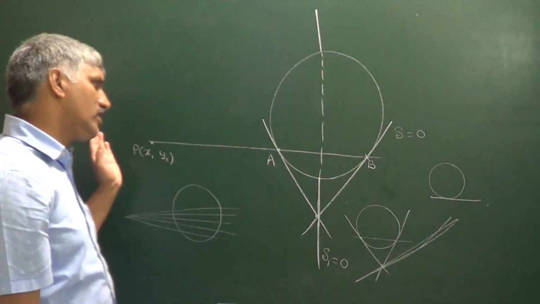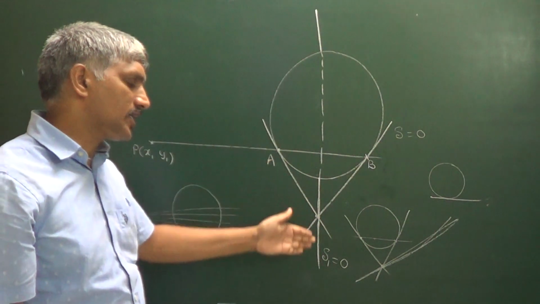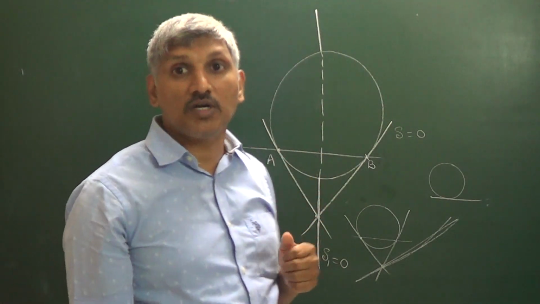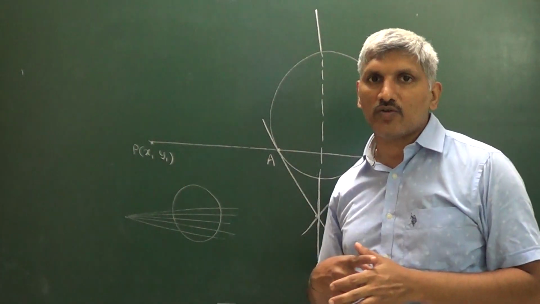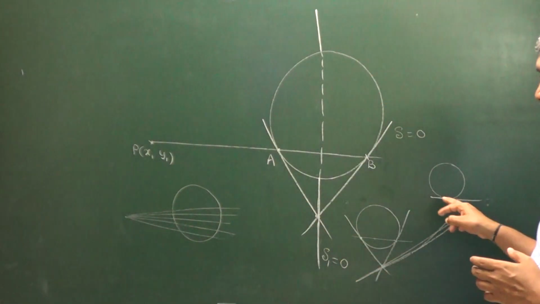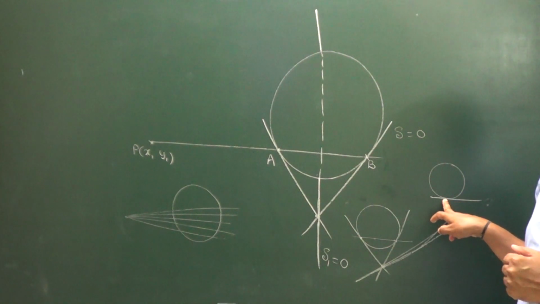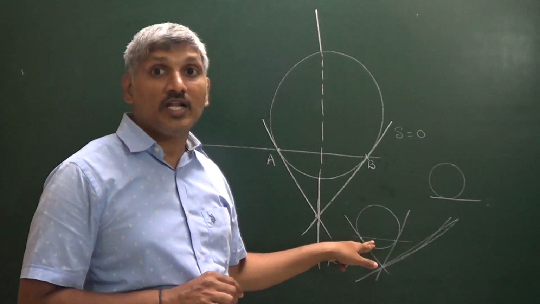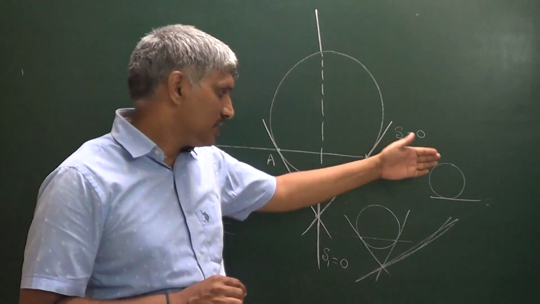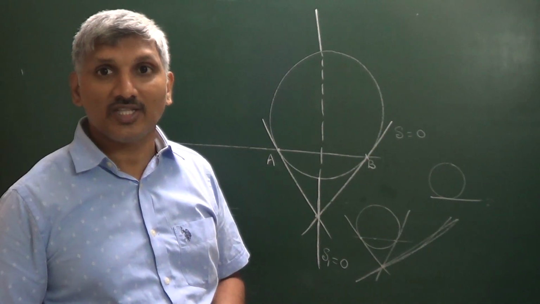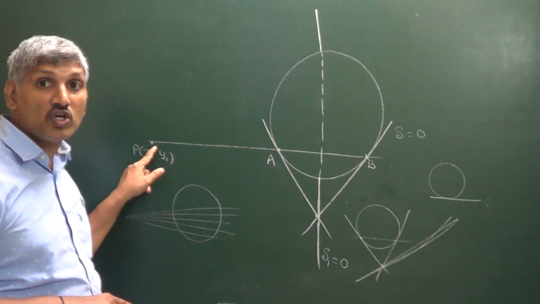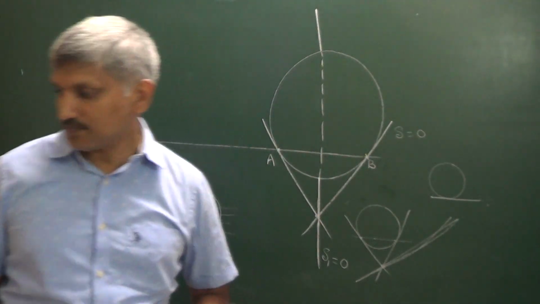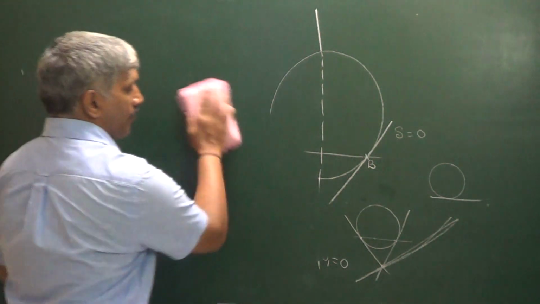That means if P(x1, y1) is an external point, the polar cuts the circle, and the equation of the polar is S1 equal to 0, which is nothing but the chord of contact of the point P(x1, y1) with respect to the circle. If the point P(x1, y1) lies on the circle, the tangent at the point P(x1, y1) is the polar. If the point lies inside the circle, then the polar does not intersect the circle. Now this point P(x1, y1) is called the pole of this polar with respect to the circle S equal to 0.